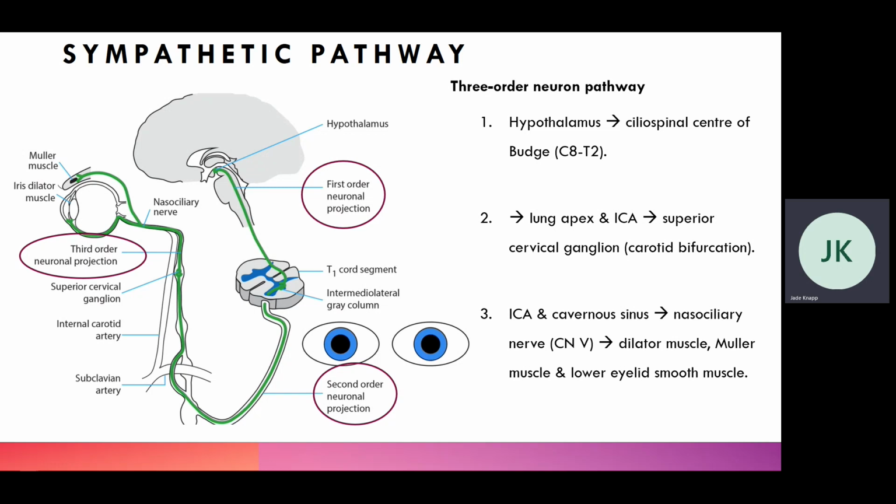From the superior cervical ganglion, it basically then goes into the cavernous sinus in the brain, and then first on cranial nerve 6 and then on cranial nerve 5, and then it supplies the iris dilator muscle as well as the eyelids. So that's your sympathetic pathway.